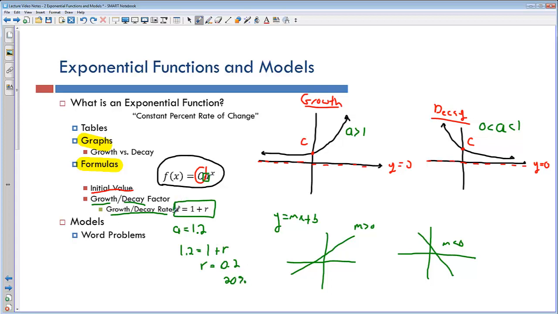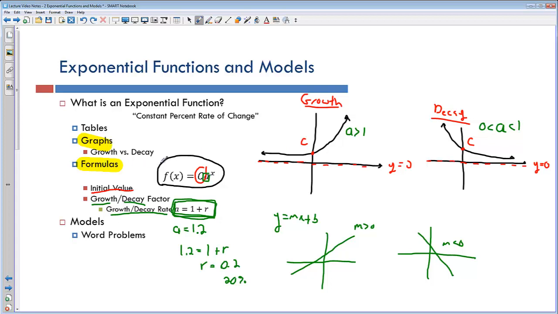I don't really use this formula that much because, again, I don't like to memorize formulas if I don't have to. I much prefer to memorize ideas and how I use them because there's just so much to memorize all the time. Okay, so I think that's good. We talked about the graphs. There's two types of graphs, growth and decay.